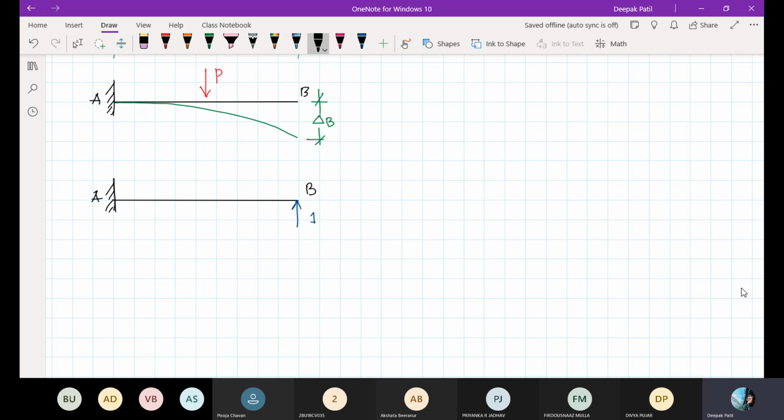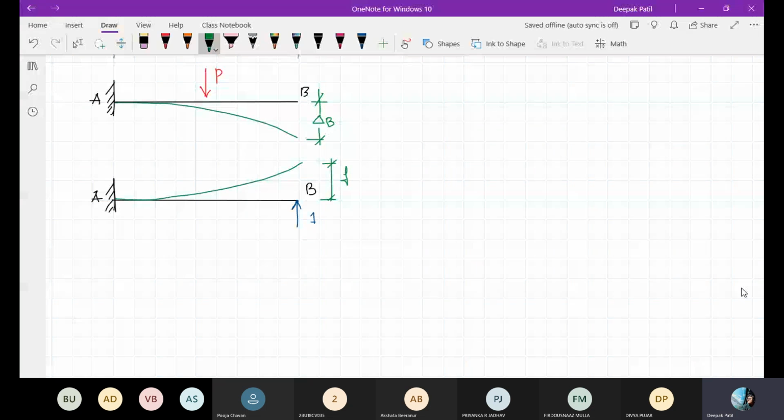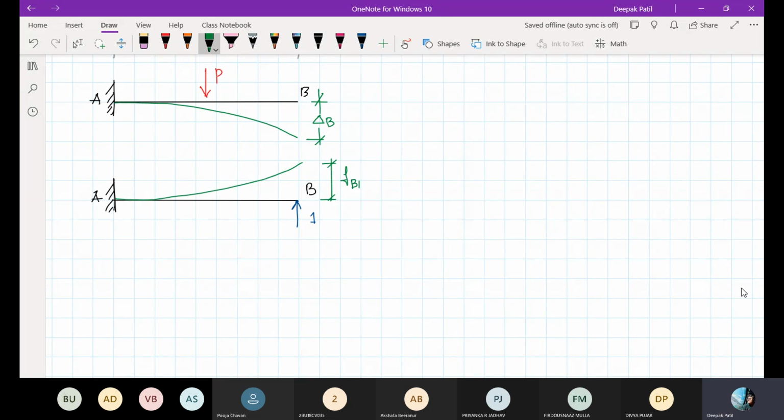So in the next structure, I will remove the external load P, and at B, I'm going to apply one unit load. It could be 1 kilonewton, 1 newton or 1 kg or whatever. Now how will the beam deflect at this point? The beam will deflect like this. Do you agree? Yes. Now let me call this deflection FBB. Why am I calling this FBB? I will tell you.